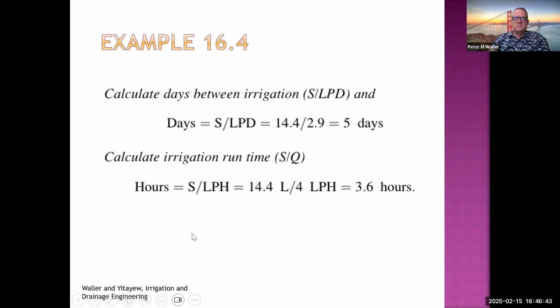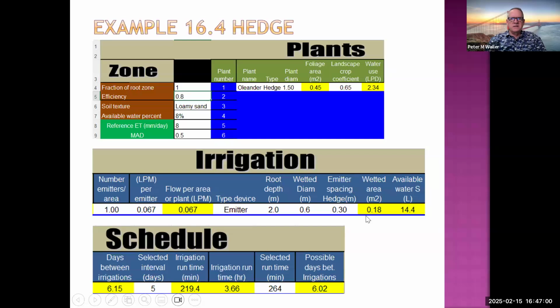And then the runtime would be 14.4 liters over 4 liters per hour, or we could use the 2.9 times 5 over 4 liters per hour, 3.6 hours. Okay, so here's the spreadsheet. And as you can see, without the efficiency, the liters per day water use is 2.34. And then here's the flow per area or plant, 0.067. I think that's like 2 liters per hour. This is liters per minute, remember?